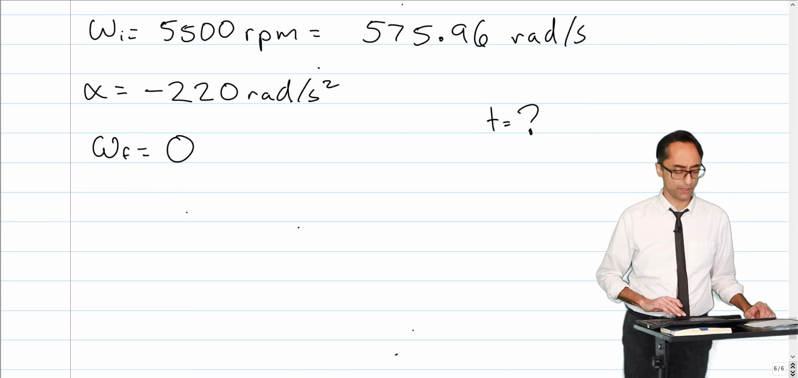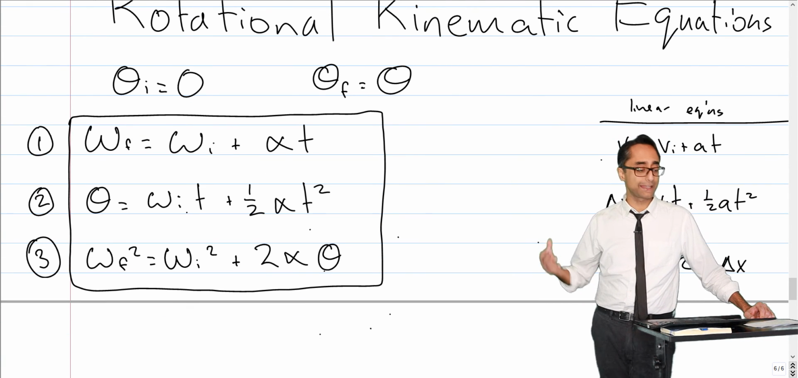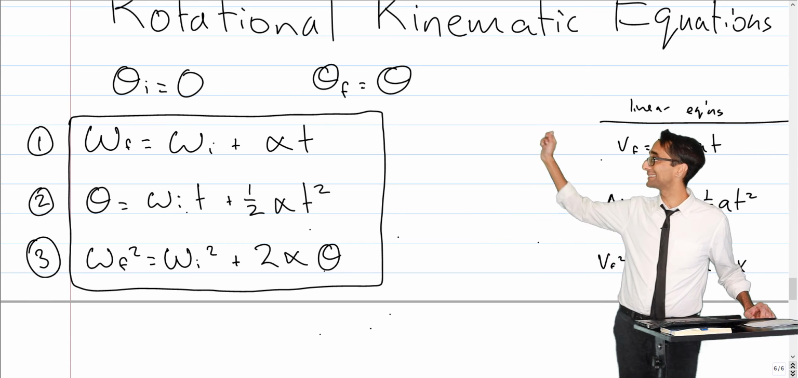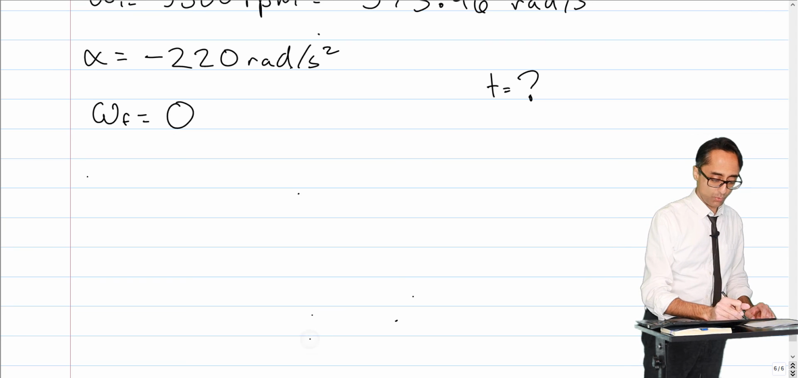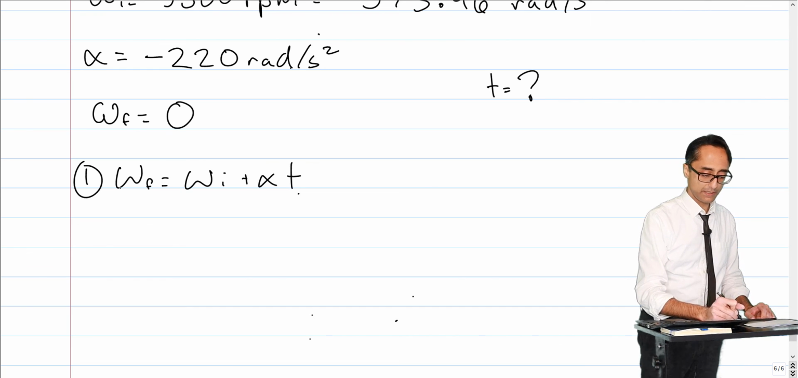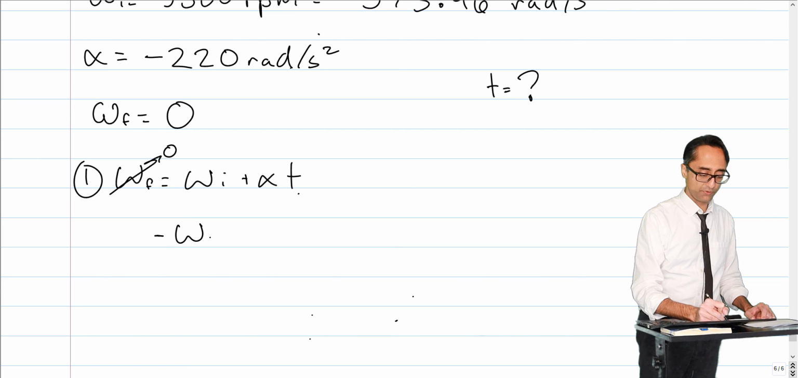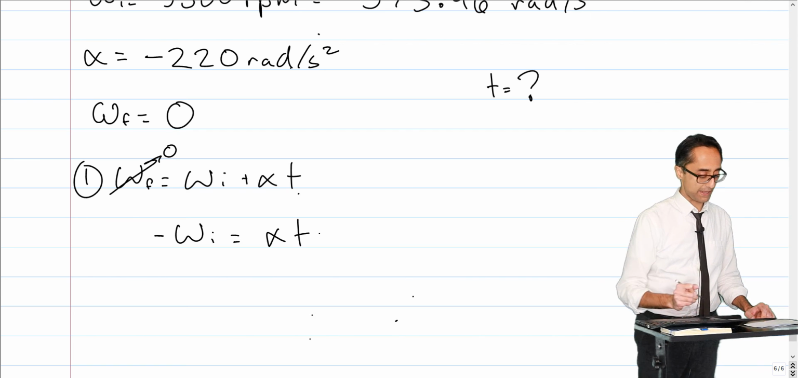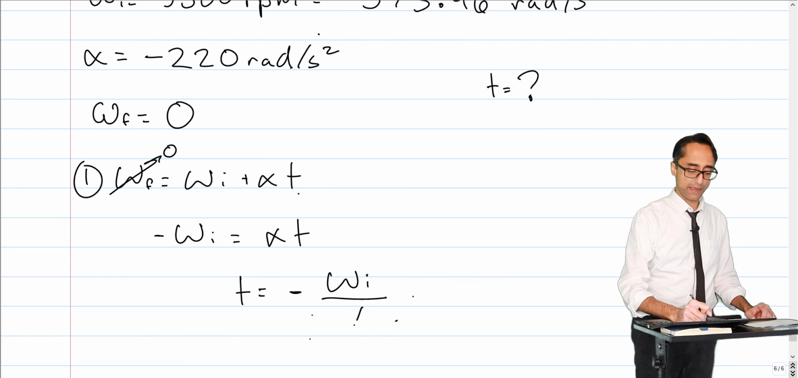Which equation should we use? First of all, go ahead and have a look. Notice I don't have theta. I'm not asked for theta. We stay away from any equation that has theta, and so I clearly go with equation number 1. Equation number 1 is that omega final equals omega initial plus alpha t. This value is 0. We rearrange our equation by moving omega initial to the other side. I've got alpha t like this. Divide both sides by alpha, giving us t equals negative omega initial divided by alpha.